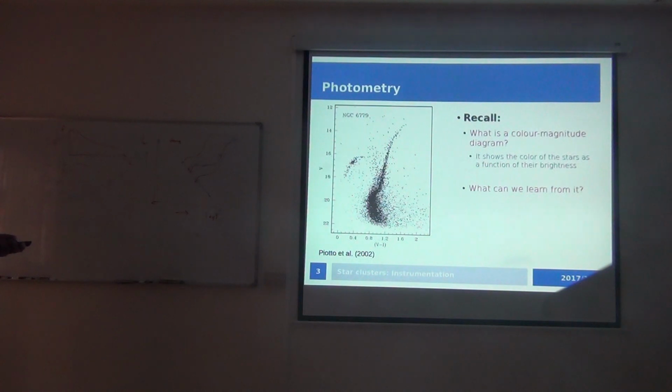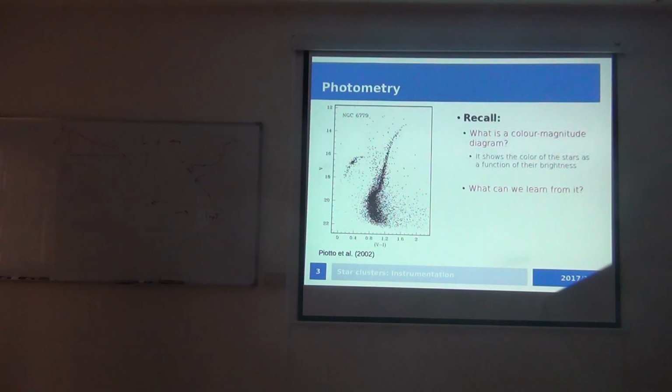But what you see here is the same as in the Hertzsprung-Russell diagram: temperature increases from right to left. So the bluer a star appears, the smaller its color in V minus I will be. And the brighter a star is, the lower its magnitude gets in V.